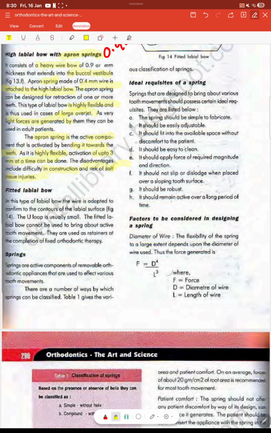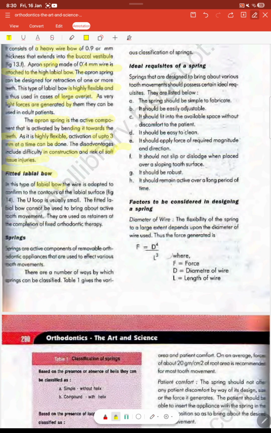Now next is the fitted labial bow. In this type of labial bow, the wire is adapted to conform to the contours of the labial surface. The U loop is usually small. The fitted labial bow cannot be used to bring about active tooth movement. They are used as retainers at the completion of fixed orthodontic therapy.